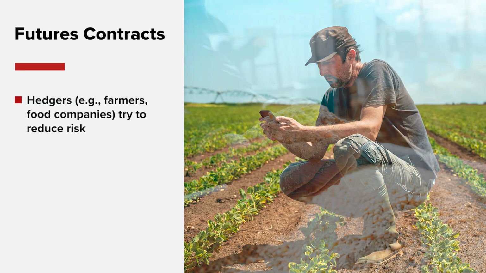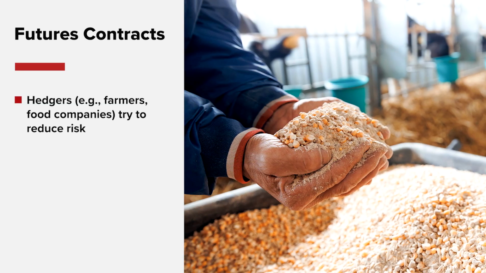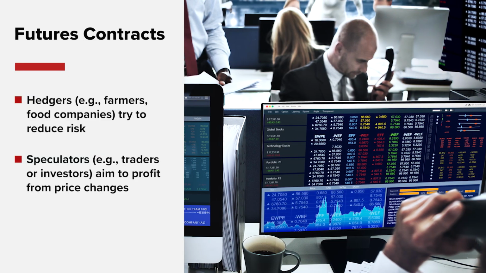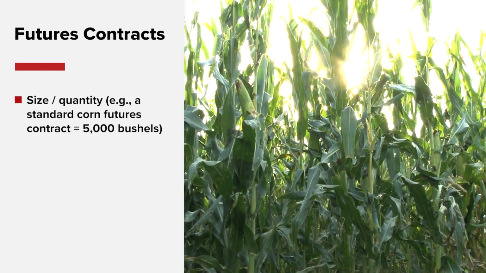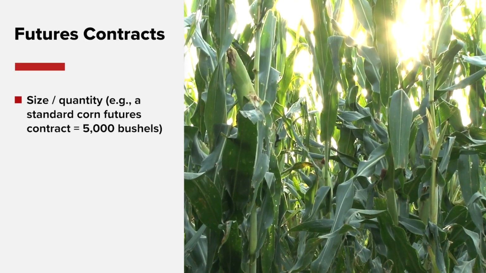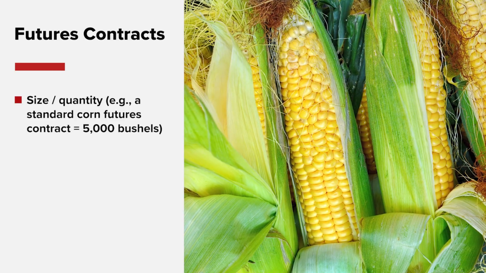And with these contracts, there are two sides, each looking at the equation from different vantage points. On the one side are hedgers like farmers or food companies who try to reduce risk, and on the other, speculators like traders or investors who aim to profit from price changes. As for the futures contracts themselves, there are several important pieces of information to cover. First, each contract has a specific size or quantity of the commodity being bought or sold. For example, a standard corn futures contract on the CME represents 5,000 bushels of corn.